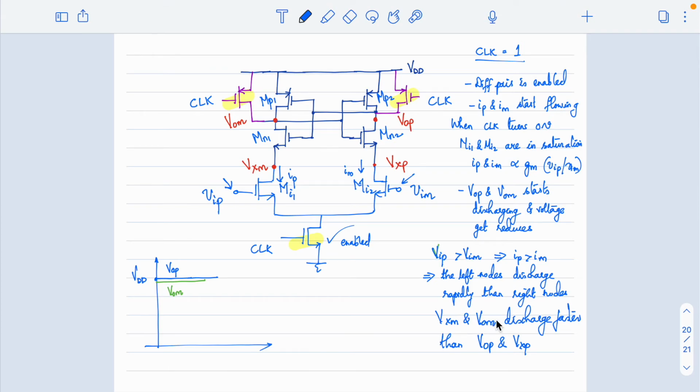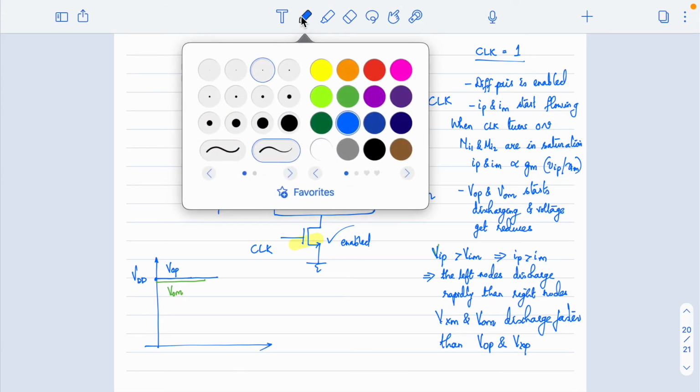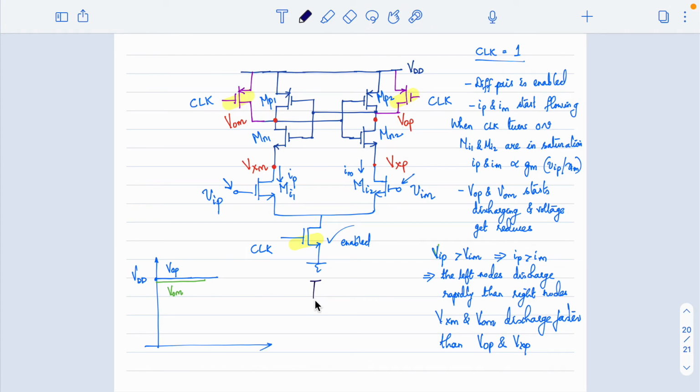That means one side should go to high and the other side should go to low, right? Now what will happen if your VXM and VOM nodes are decreasing at a faster rate than the other side? Let us look at the PMOS transistor condition. The PMOS transistors here are MP1 and MP2. The gate of MP1 is connected to VOP, and the gate of MP2 is connected to VOM.